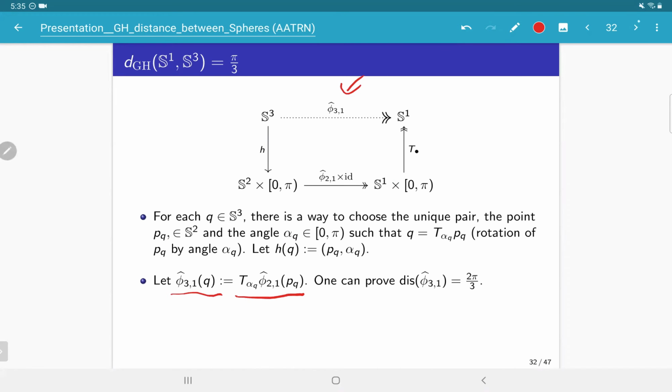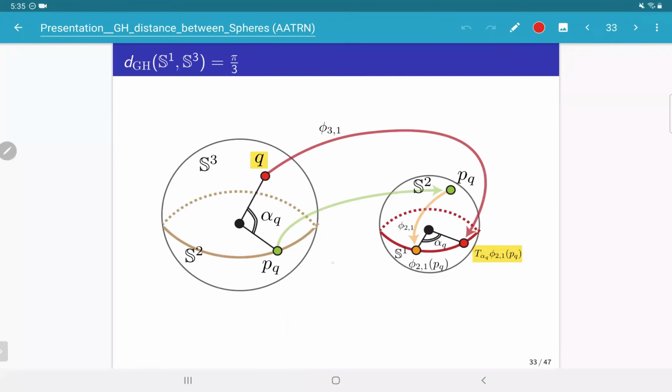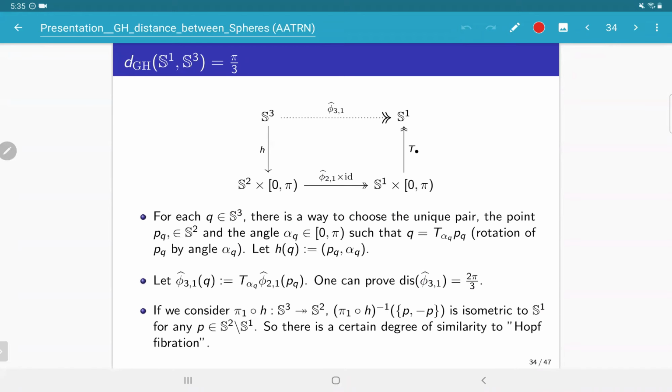Therefore, here is a picture representing how to construct phi 3, 1. It must be drawn more precisely, but anyway, this is a conceptual picture. And with this result, as we wanted, we can prove that the Gromov-Hausdorff distance between S1 and S3 is upper bounded by 2 pi over 3. Therefore, the equality actually holds.